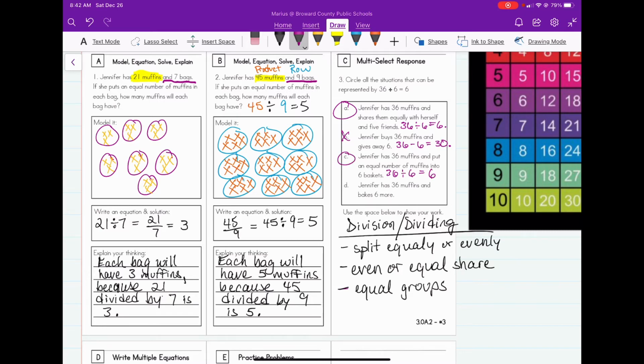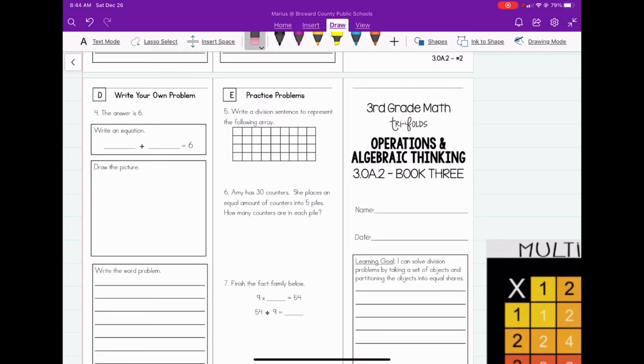Let's take a look at answer choice D. Jennifer has 36 muffins and bakes 6 more. This represents addition because she's just going to increase the total. And that's going to make 42. However, that would not be correct for this situation. So the two situations that can be represented by 36 divided by 6 are answer choice A and answer choice C.